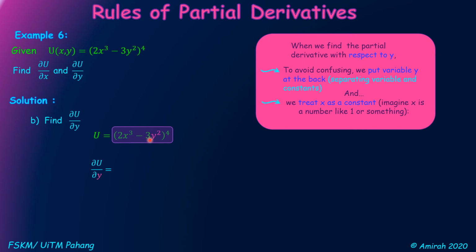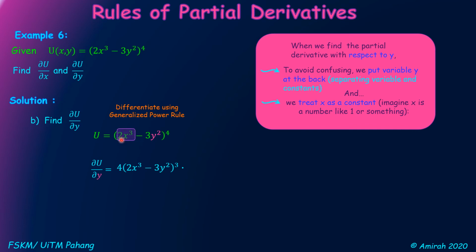Okay? We have y inside the bracket here, and then we have the power of 4 here. Means we can differentiate using the generalized power rule. When we differentiate using the generalized power rule, we move the power to the front here. Okay? And then we copy the function inside the bracket 2x cubed minus 3y squared. And then we reduce 1 from the original power, means 4 minus 1, which equals 3. After that, we differentiate the function inside the bracket.